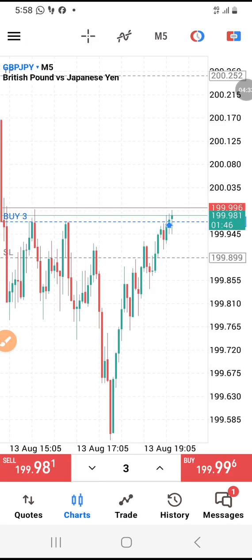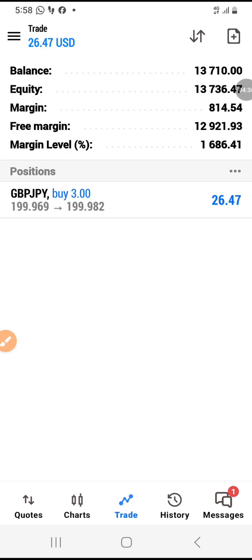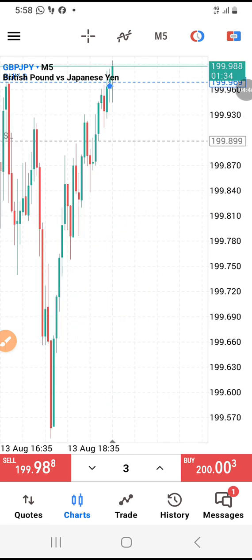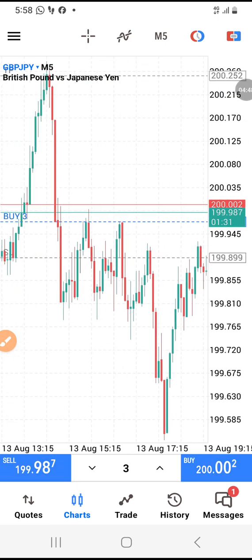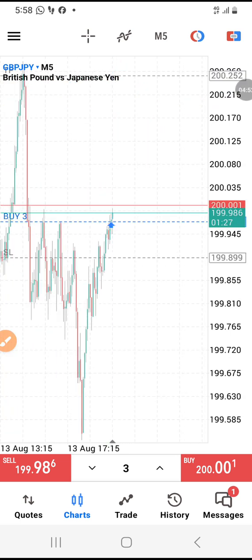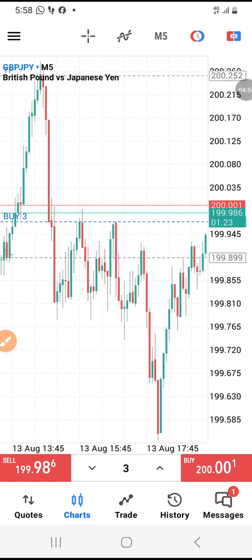So this is it. It's in my favor, and even if I don't want to go further, it's always good for you to go with your plan. This is a smart money concept strategy. It is always good. This one is risk free. You understand? It's risk free.